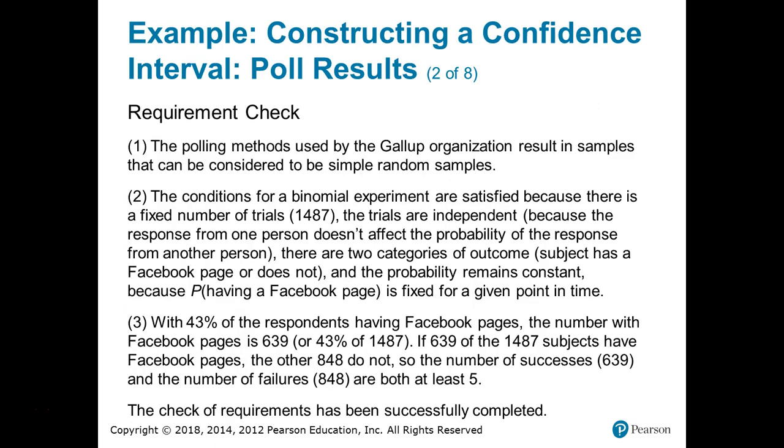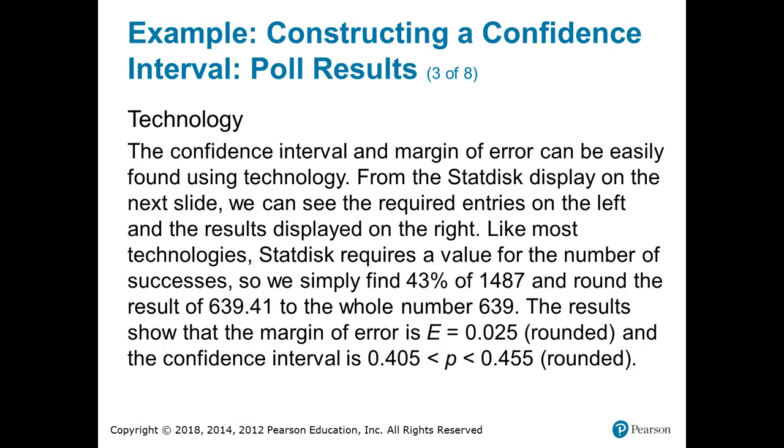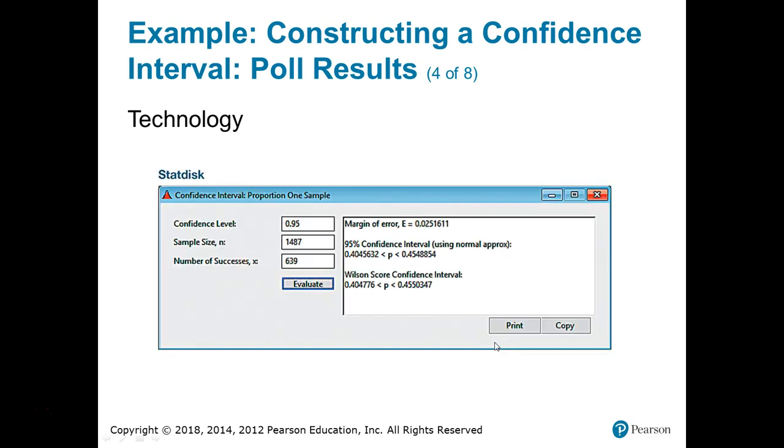Okay. First, we got to check the requirements. We are going to assume that it is a simple random sample. You either have a Facebook or you don't. And then we have enough data to prove that we have at least 5 successes and 5 failures. Requirement check complete. You can do this, again, like I said, from StatCrunch, the technology, or from the formula. So we can conclude that the margin of error is E equals 0.025. So the confidence interval would give us these values. It would be the 0.43 plus and minus that value.